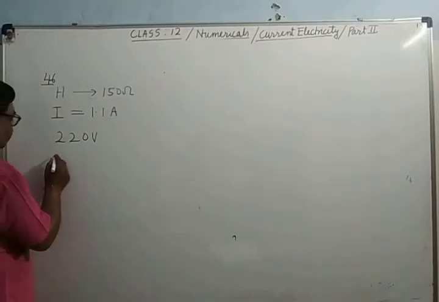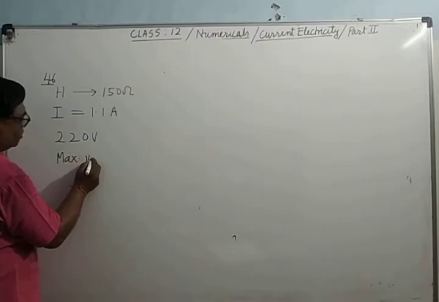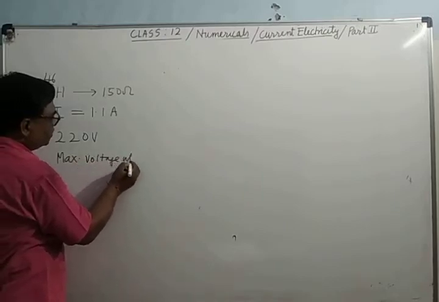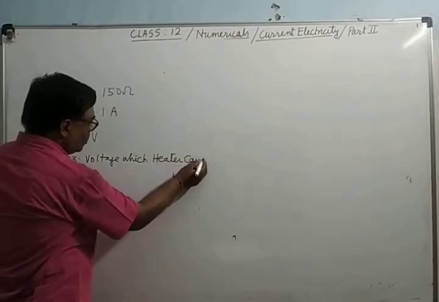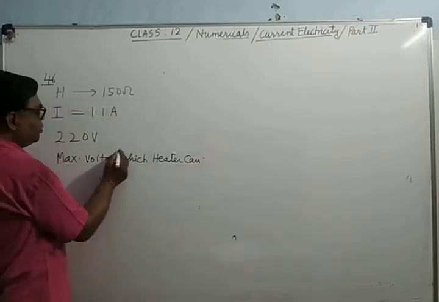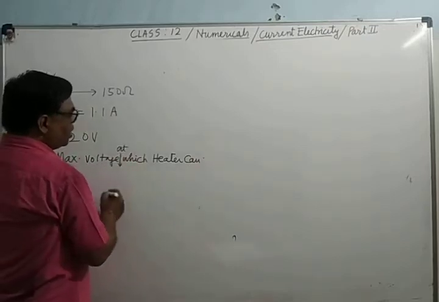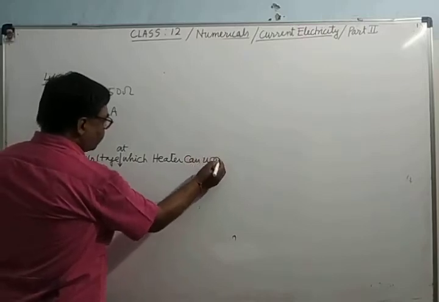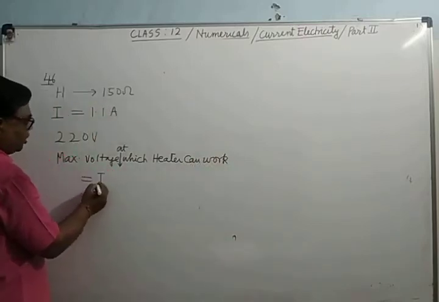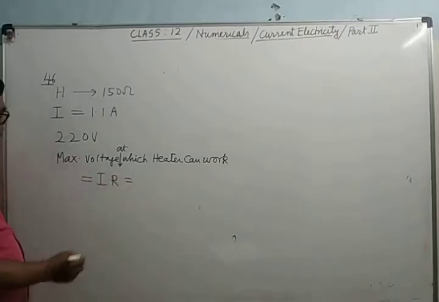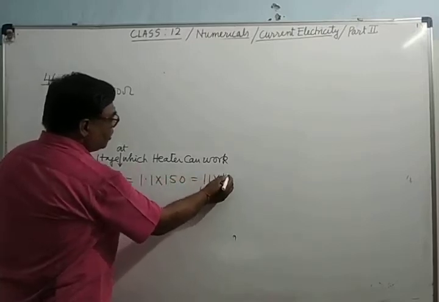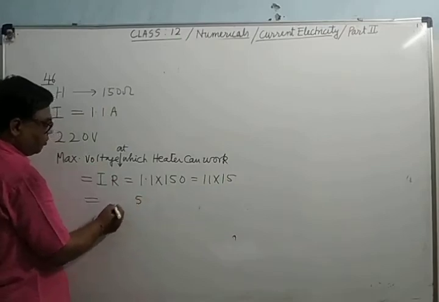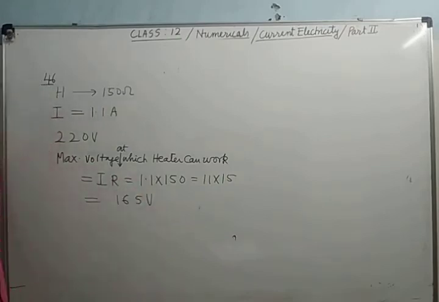So what is the maximum voltage at which the heater can work? This is equal to I into R. Here we will take the maximum current, that is 1.1 into 150. So it will be 11 into 15, that is 165. Means if you apply a voltage more than this, it will not work.